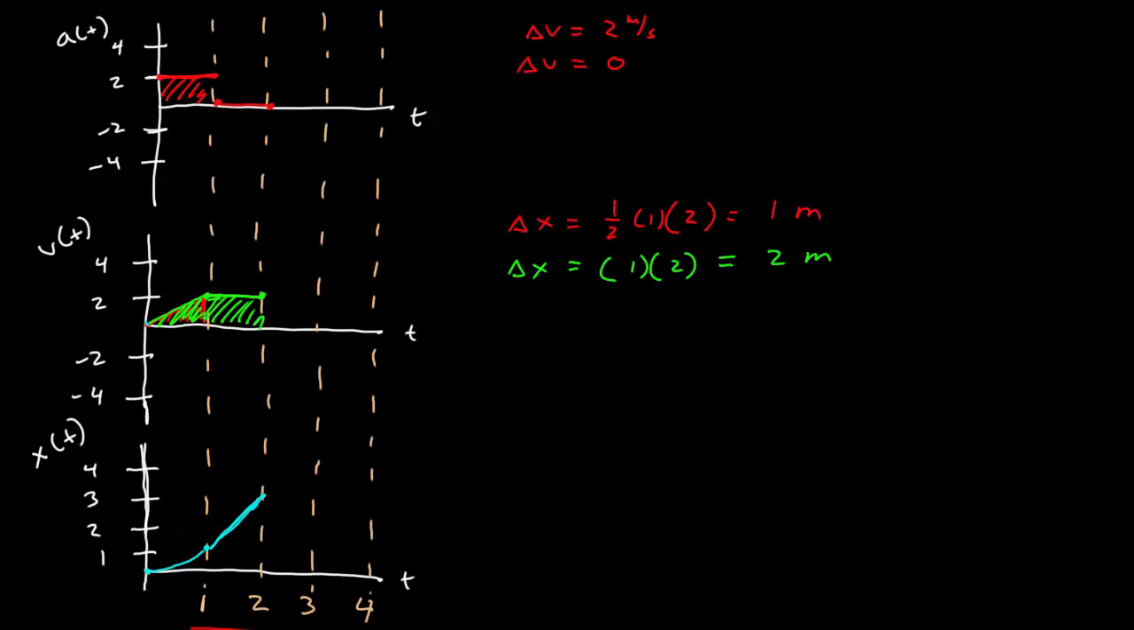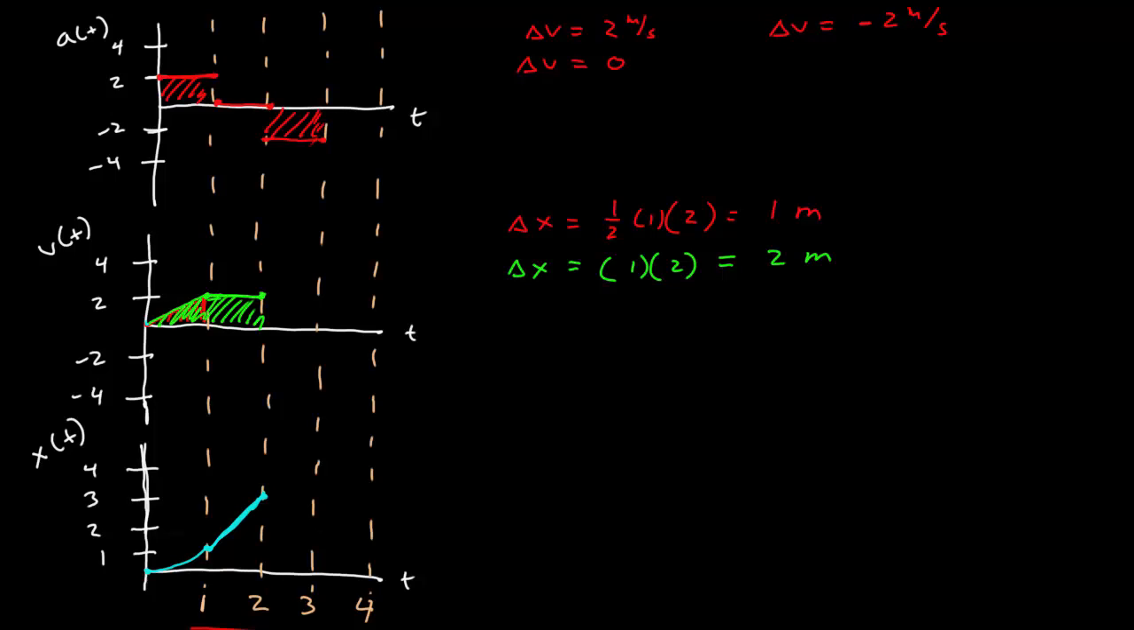If I could draw a straight line, I would show that it's changing from 1 to 3 meters in a straight line. So again, the area under this curve is the change in the position function. Okay, so now I'm going to take my acceleration to a negative 2 meters per second squared. I can calculate my change in velocity, which is now a negative 2 meters per second.